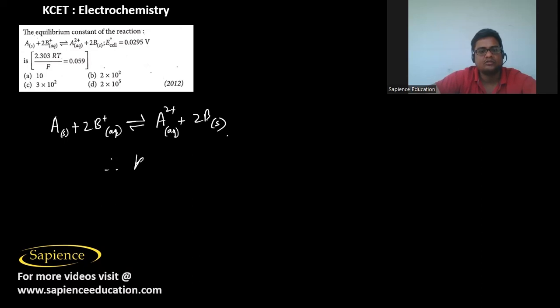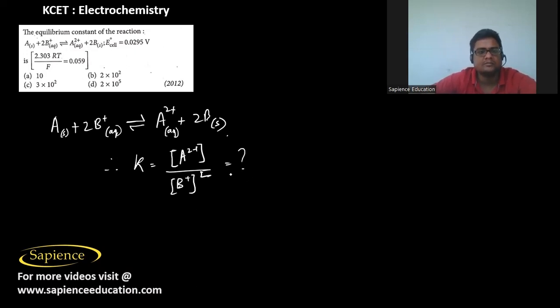Then the equilibrium constant for the reaction is asked. So here also A solid plus 2B plus ion in the aqueous state is a reversible reaction. It forms A2 plus ion in the aqueous state plus 2B solid. So therefore here the equilibrium constant K will be equal to the concentration of A2 plus divided by the concentration of B plus whole square. Now that has been asked.